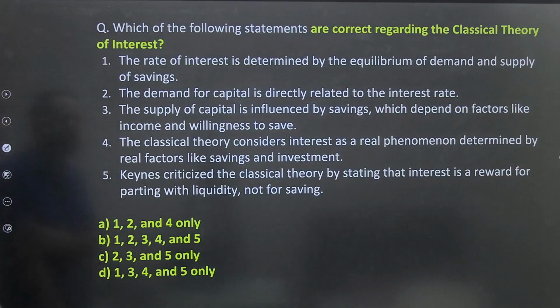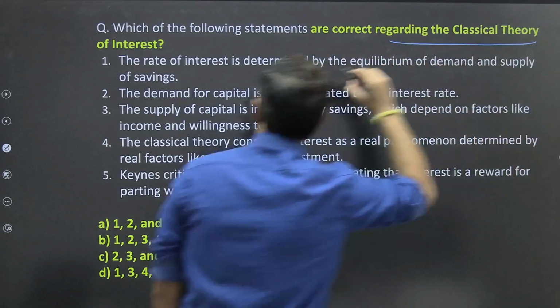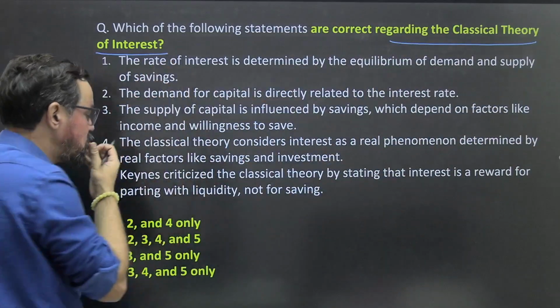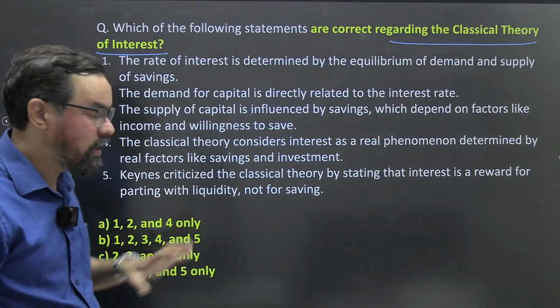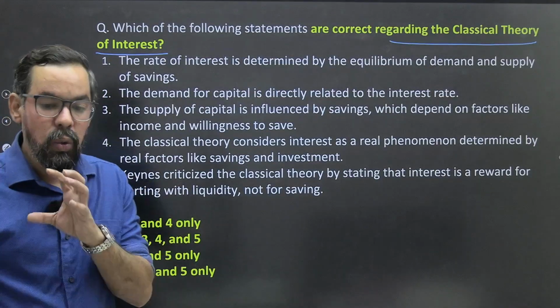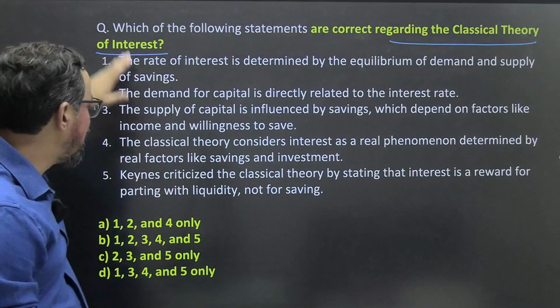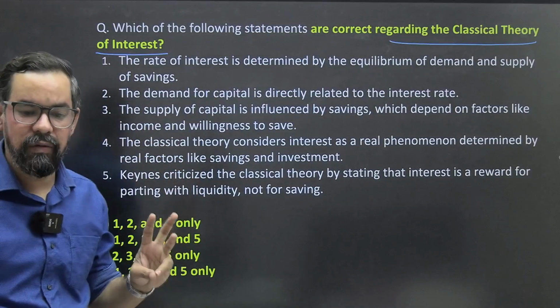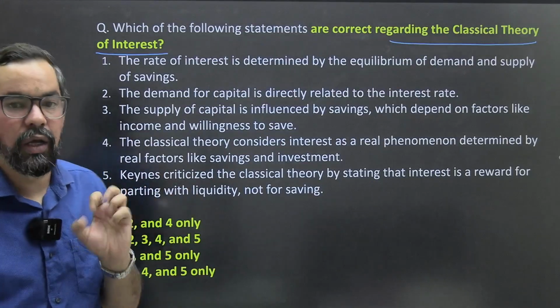Next question, guys. Which of the following is correct regarding the classical theory of interest? Now we have discussed this particular topic, so I hope you will be able to solve this one. In these kinds of questions, do apply the elimination technique. Let's say out of 5 statements, you know any 3 statements very well. Try to find out your answer from those 3 options.